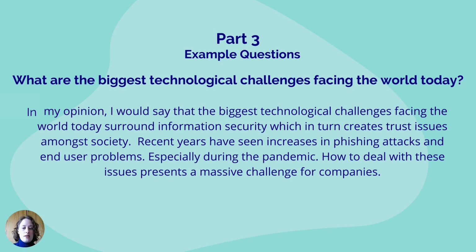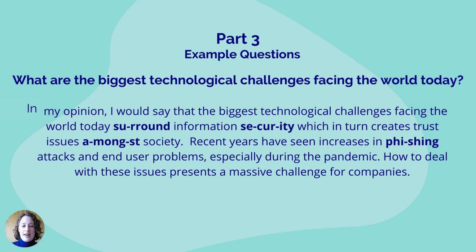We've got some tricky words in this answer. I recommend breaking those words down and practicing them until you are comfortable saying them. As you can see, I have broken the longer words into their individual syllables. The words were surround, security, amongst, phishing. If any of these words are still hard for you, just make a note of them and repeat them several times at home until it feels more natural. Remember, you can check your pronunciation by Googling the word if you're not sure.